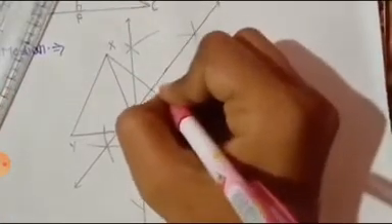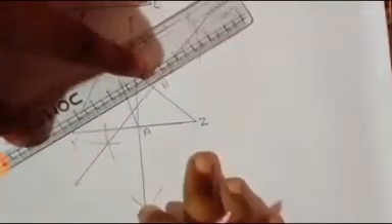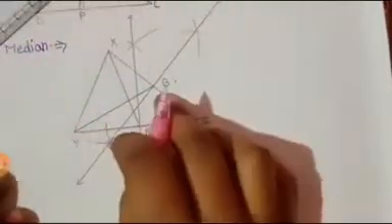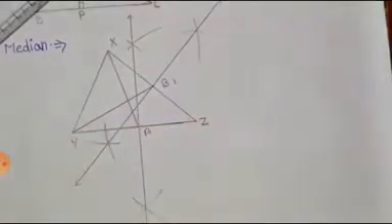Give it a certain name. I will put B. Now join BY. This is the second median of the triangle. Join BY. Hope you people can understand how to draw the medians. Now only one median is left.